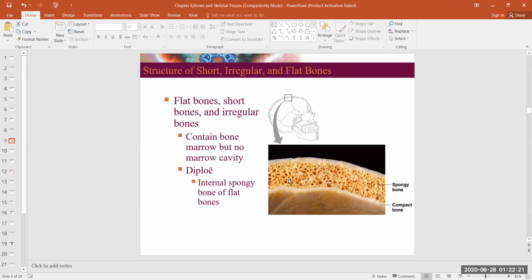You don't have a medullary cavity. And that's why there is a lot of spongy bone, and that's why these irregular, flat, and short bones make a lot of red blood cells, not the long bones. Long bones have a very minimal role in red blood cell formation. Most of the bones which form your red blood cells are these bones. Okay. Flat bones, short bones, and irregular bones contain bone marrow, but no marrow cavity. They have bone marrow here, but no cavity. The internal spongy bone of flat bones is called diploe.